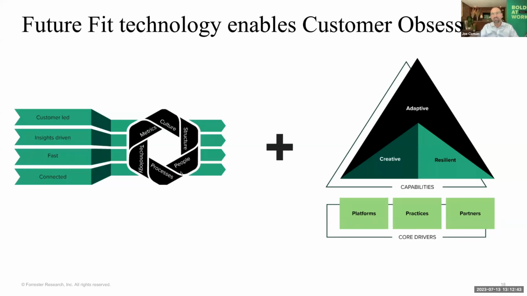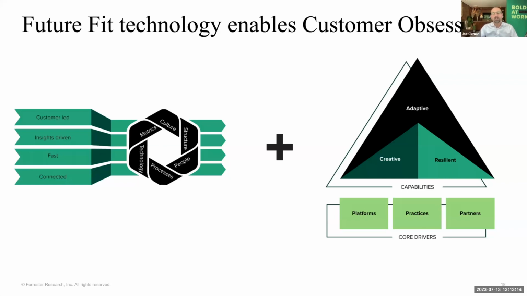And in a future fit technology strategy, 3 core drivers, platforms, practices, and partners, give rise to 3 crucial capabilities. It's a capability to be adaptive. That's changing when you spot an opportunity. It's a capability to be resilient, or to have resilience. That's changing when something exogenous like a pandemic or a geopolitical event happens. And then the capability to be creative, which you can think about as being resourceful even without being full of resources.